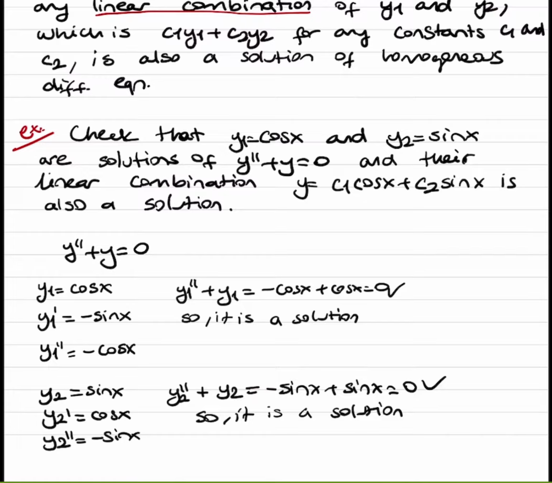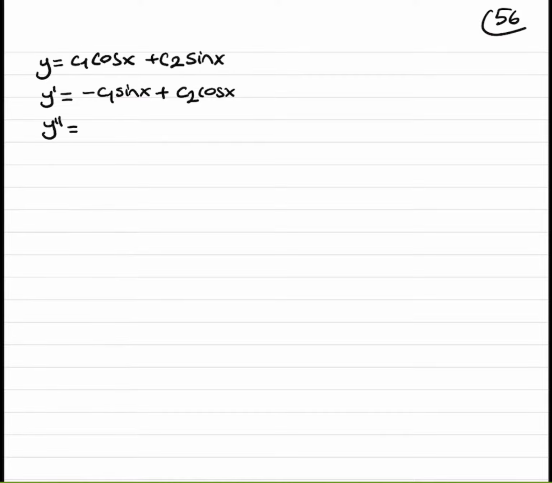So what about y is equal to c1 cosine x plus c2 sine x? We need to take the first derivative. So it is minus c1 sine x plus c2 cosine x. What about the second derivative? It is minus c1 cosine x minus c2 sine x. As you can see, y double prime plus y is equal to 0.